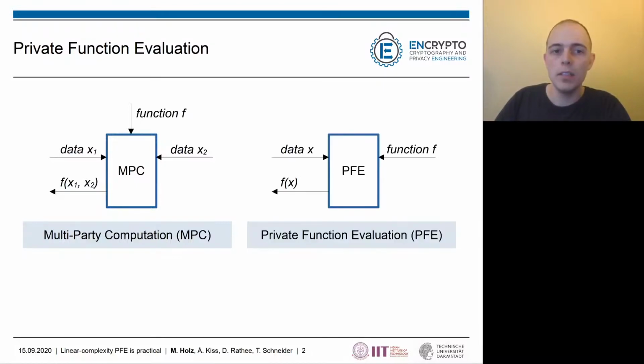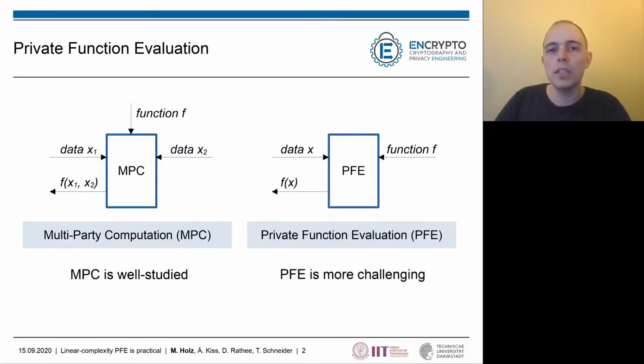In contrast, in the private function evaluation setting, we have one party inputting some private data x, and the other party inputting some private function f. Now the parties are able to evaluate the private function on the private data without revealing their private data or their private function to the other participant. MPC is a well-studied problem, but private function evaluation is a bit more challenging, since we also need to hide the functionality of the function f.